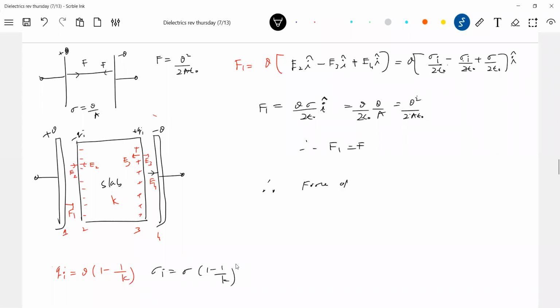Force of interaction between the plates of the capacitor does not change on insertion of the slab in the capacitor.